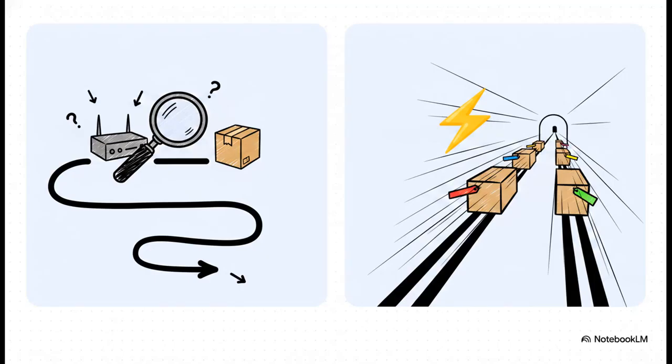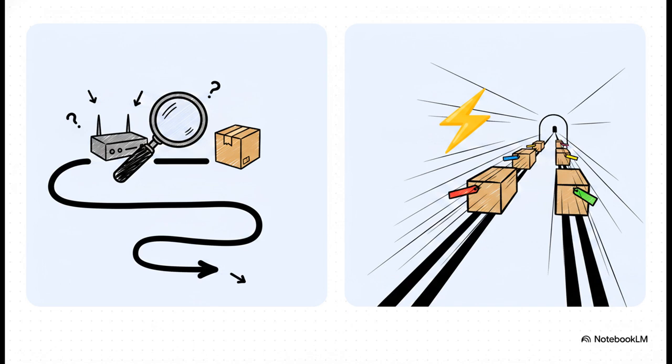To really wrap your head around MPLS, you kind of have to contrast it with what came before. Traditional IP routing requires every single router along a path to independently examine a packet's destination IP address, right? And then it has to consult this massive routing table. It's slow and it's super CPU intensive. Well, MPLS completely flips the script.